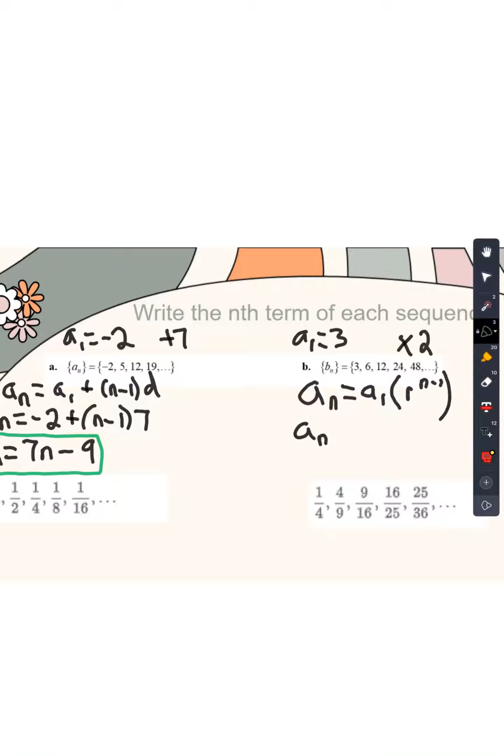And then I can just plug in. So my first term is 3. My r, which is what we're multiplying by each time, is 2. And then I'm just leaving in my n minus 1. Our geometric ones are a little bit easier because there's not any simplifying that we have to do. Other than I would be careful that you don't multiply those two together and try and put 6.